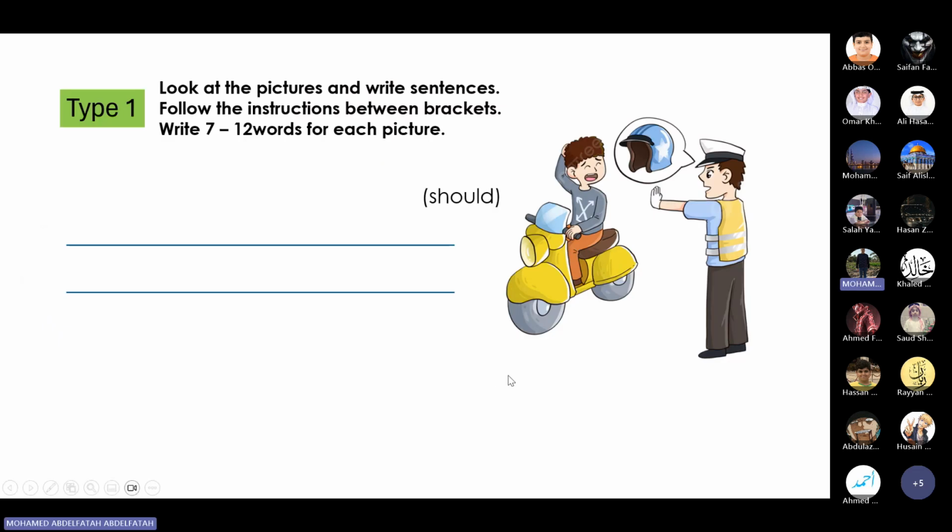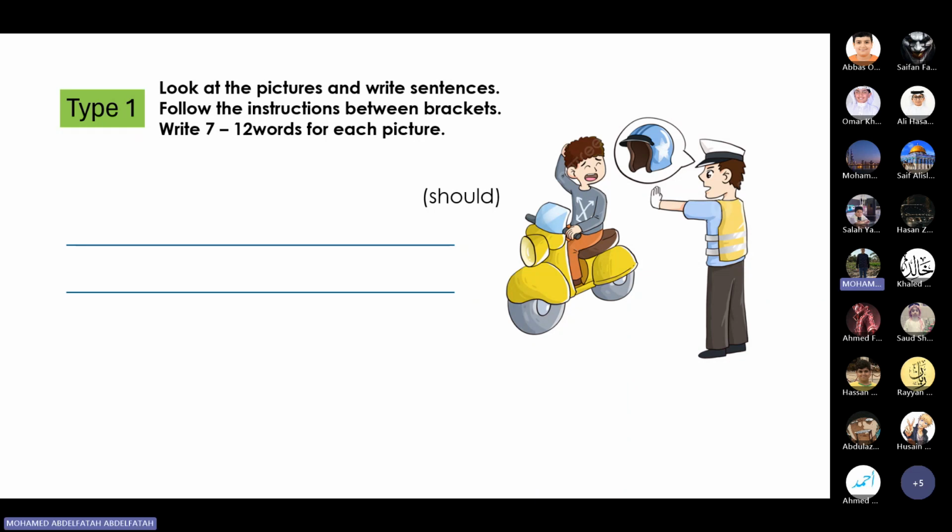Let's start with part number 1 or type number 1 of questions. This is the question that you will see in the coming exam. Look at the pictures and write sentences. Follow the instructions between brackets. Next to each picture, you will be provided with a word or a phrase or an expression. You have to use this word. This is important. What is important also is to write from 7 to 12 words for each picture. If you write less than 7 words, 1 mark will be excluded.